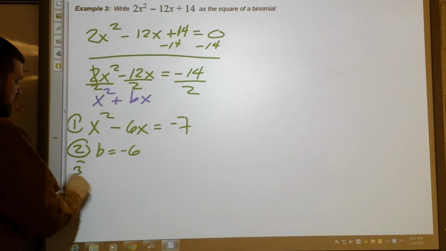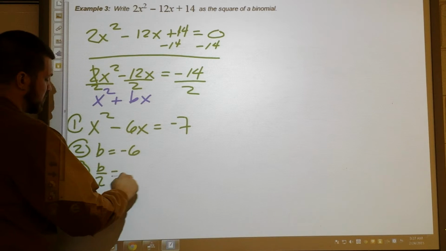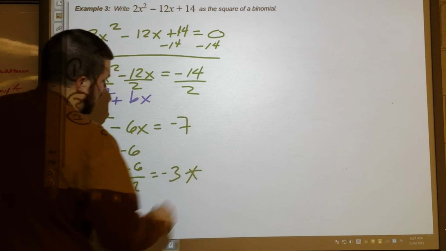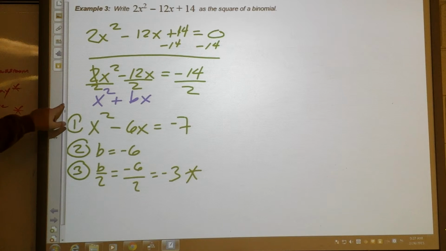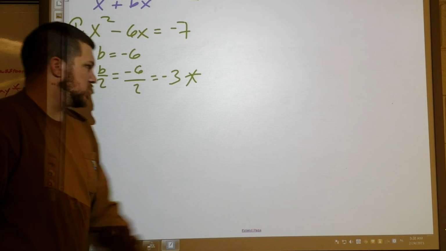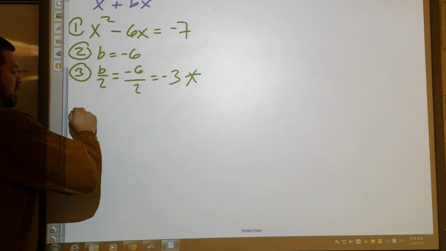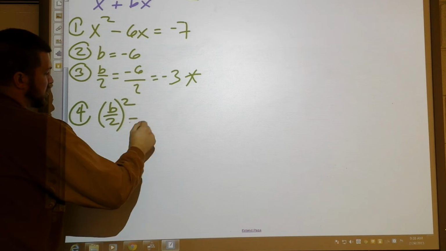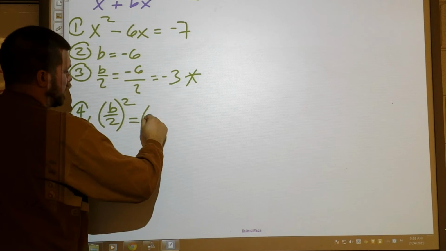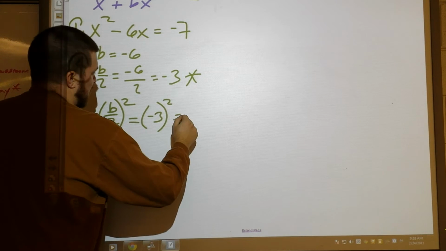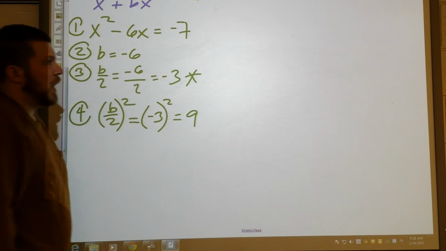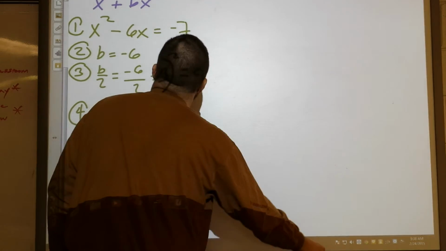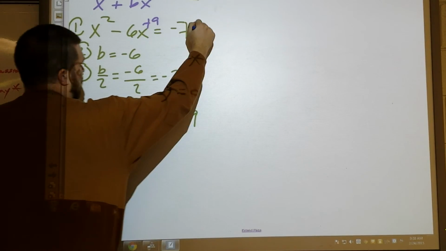So step 3 is we take b and divide it by 2. So negative 6 divided by 2 is negative 3. And again, that's probably my most important step. It's going to help me out the most at least. So I'm going to put a star next to it. Then step 4, I take b divided by 2 and I square it. So b divided by 2 was negative 3. Then I square it, so I get positive 9. I'm going to add this positive 9 to both sides of my equation. So plus 9, plus 9.